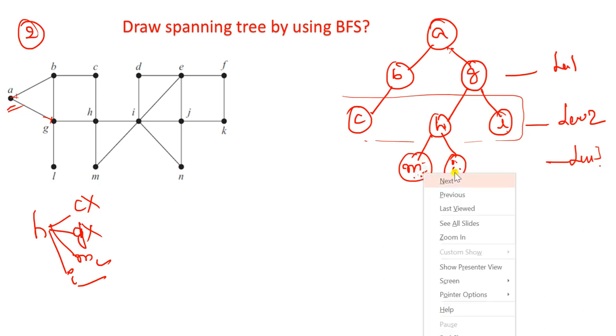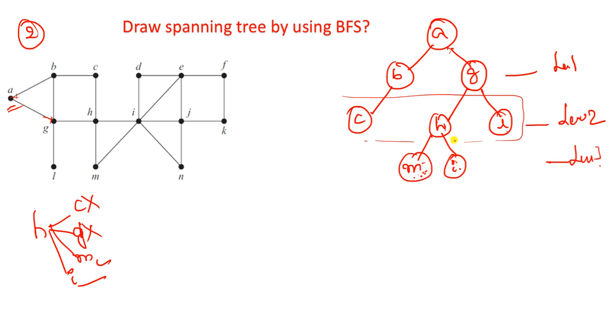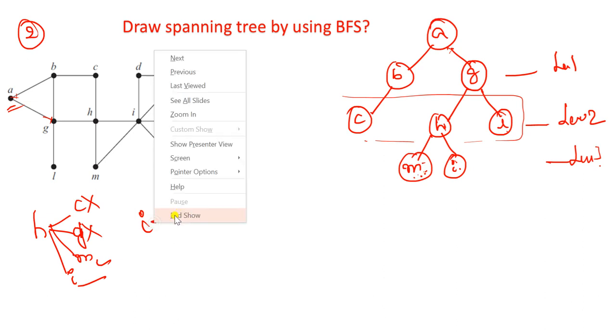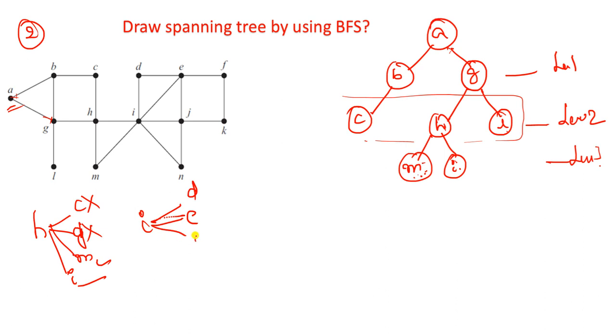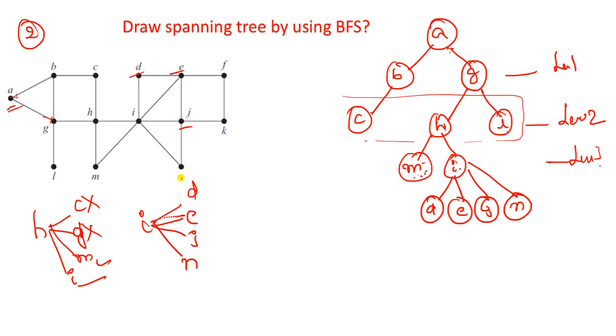Now come to I. So here I has many, right? I has D, H. H is already visited, so E and J and N, right? So what are the elements we have? D, E, J and N. Are they visited? No, we have not visited them until now. So we can write all the vertices D, E, J and N. Any elements left in level 3? No. Now come up to level 4.